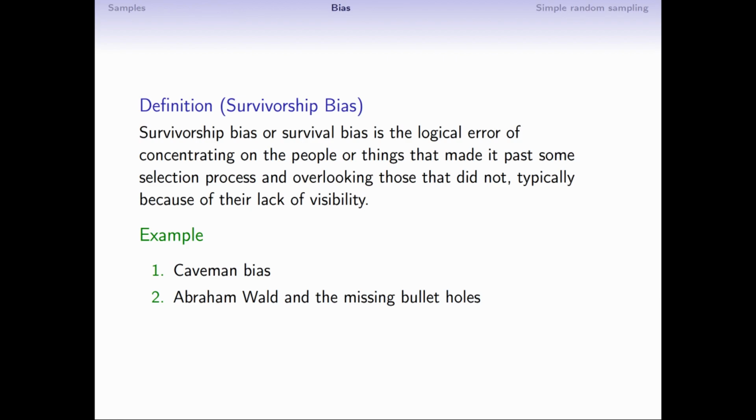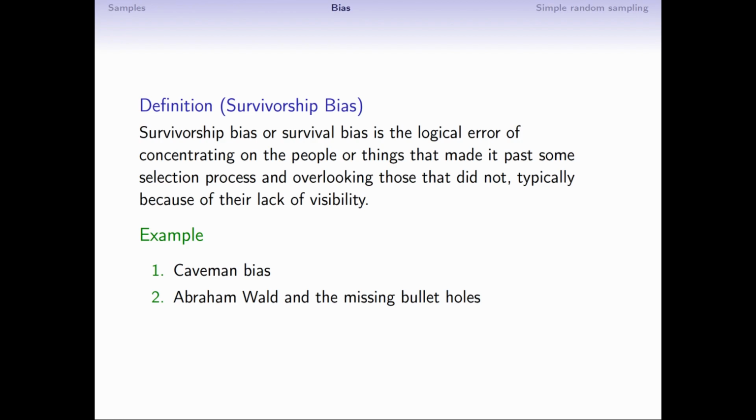Another famous example, and one that we should always remember, is the example of Abraham Wald and the so-called story of the missing bullet holes. And this is an example that comes from World War II. During World War II, Abraham Wald was working for the Statistical Research Group, the SRG, which was a classified government program. His story is described really nicely by Jordan Ellenberg in his book, How Not to Be Wrong. And he describes one of the problems that was given to this statistical research group.